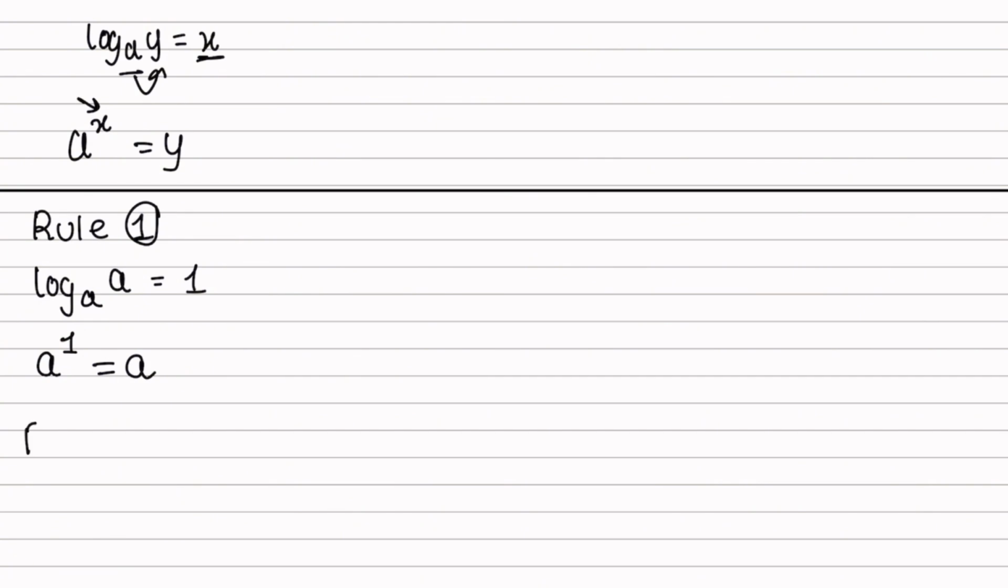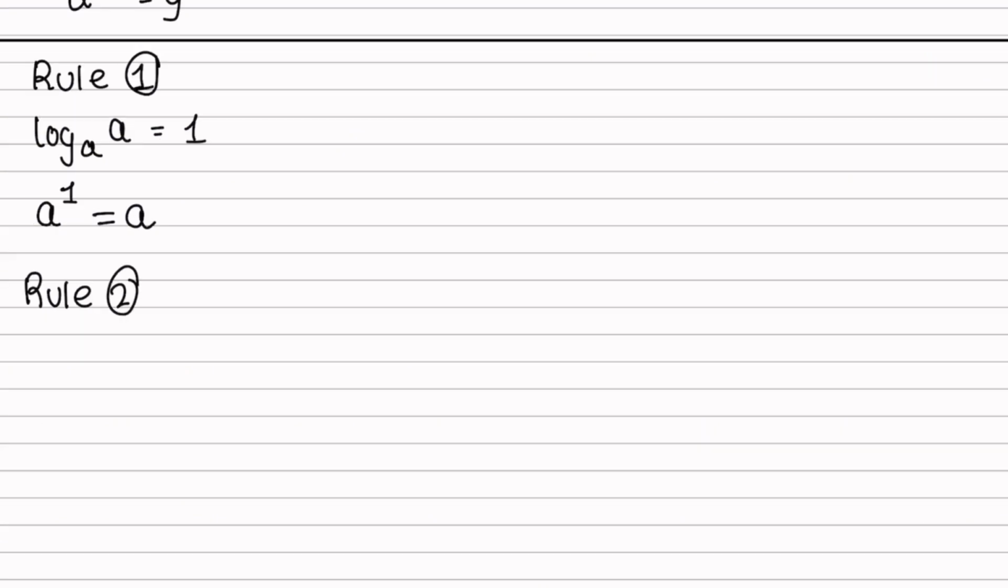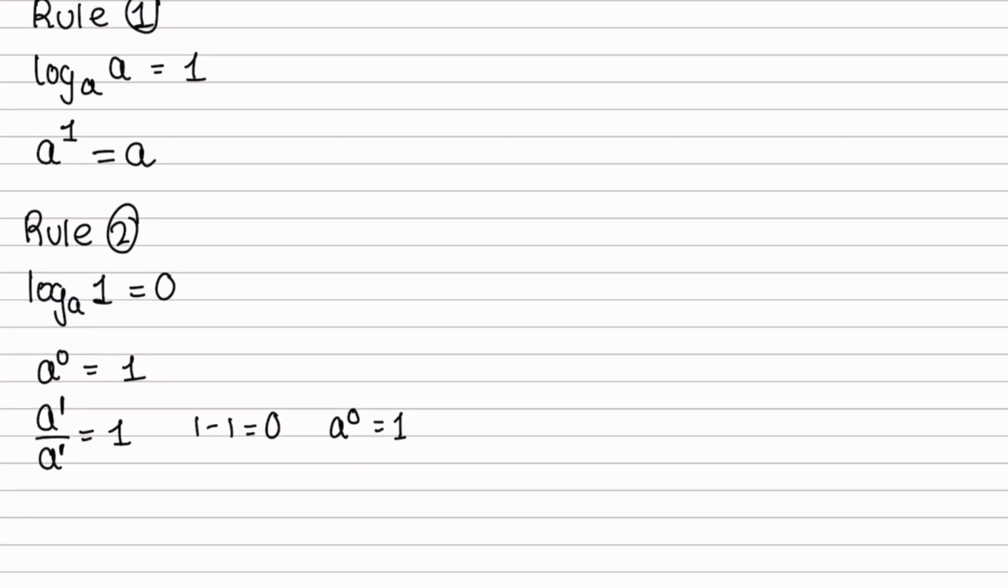Rule number 2 is that if you have log a and it became 1, that means the power was 0, because anything to the power of 0 is equal to 1. Since a divided by a is equal to 1, and we know that in division we subtract our powers, and a is to power 1, and this is also to power 1, and 1 minus 1 is equal to 0, so again, a to the power of 0 is 1.